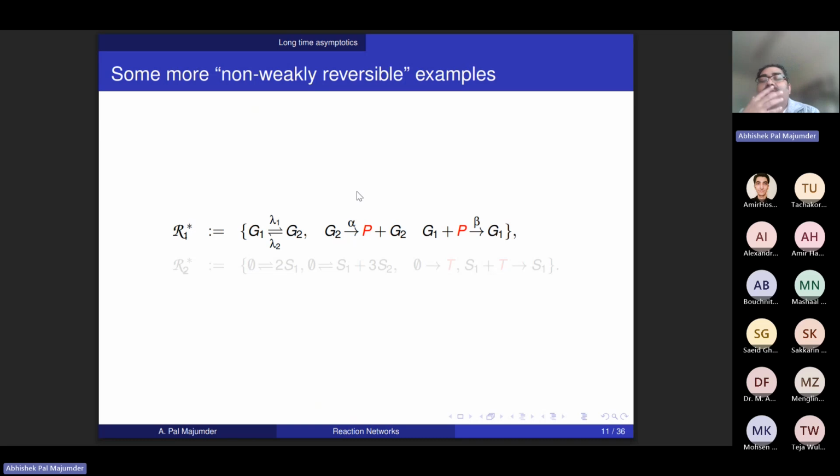And also you can write these two reactions under mass action kinetics as 0 goes to P and P goes to 0, where the reaction rates can be written as alpha multiplied with the total count of G2 at a particular time point, and for P goes to 0, the reaction rate is beta multiplied with G1 at that particular time point.